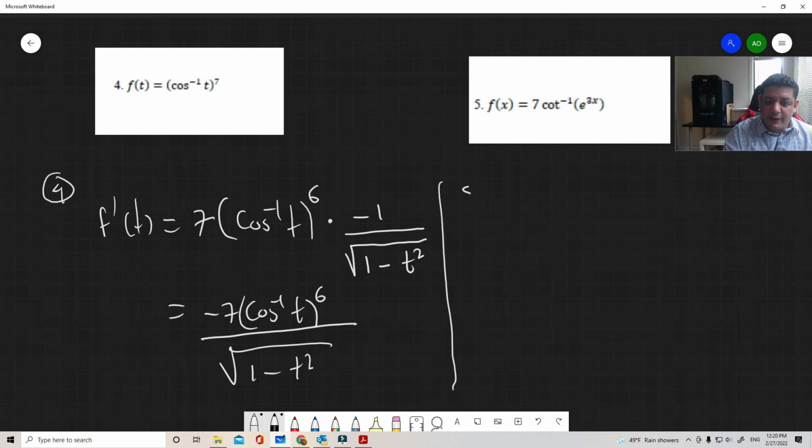Now for number 5, we're doing the cotangent. Okay, and it's important to remember that cotangent has a very similar behavior to tangent.